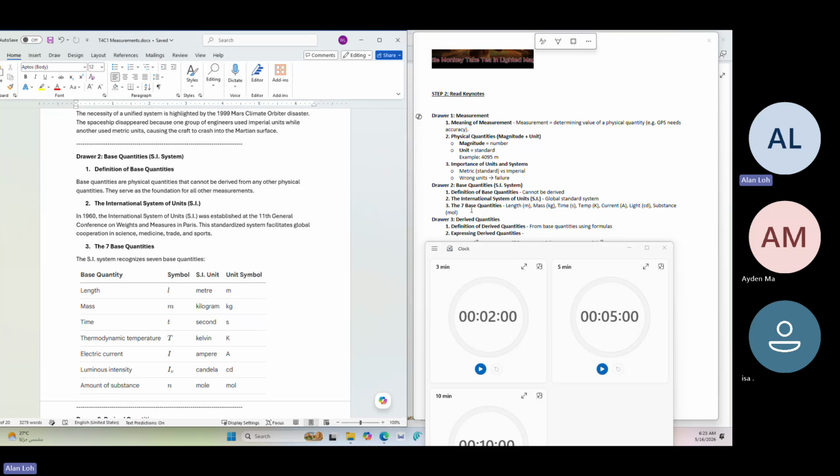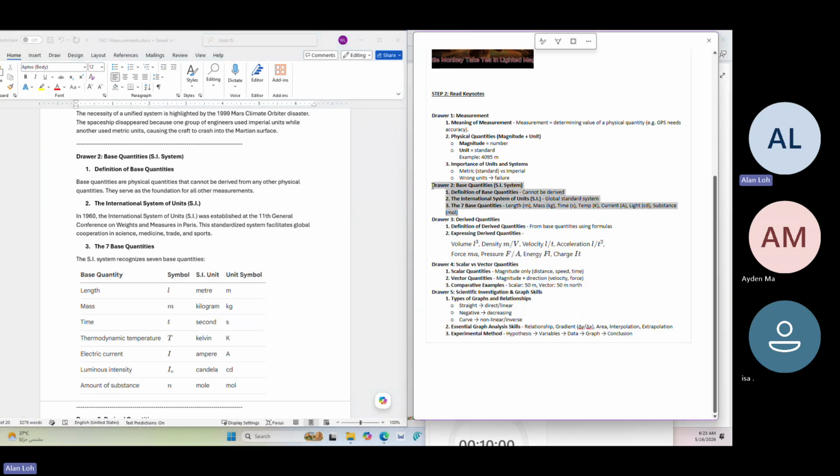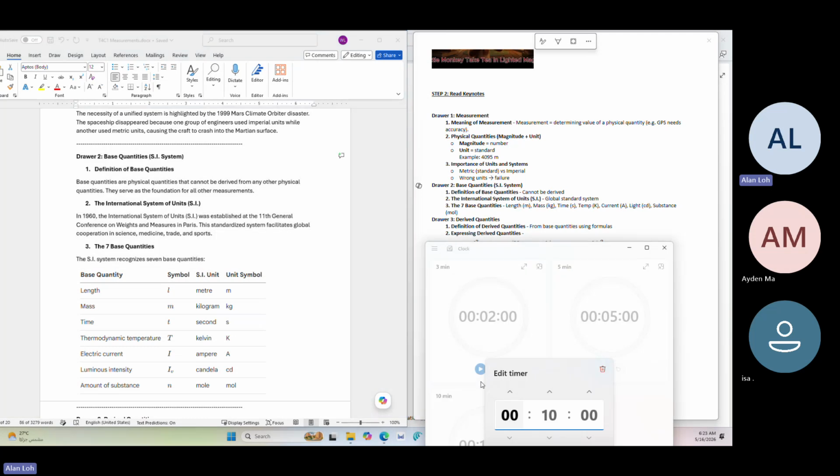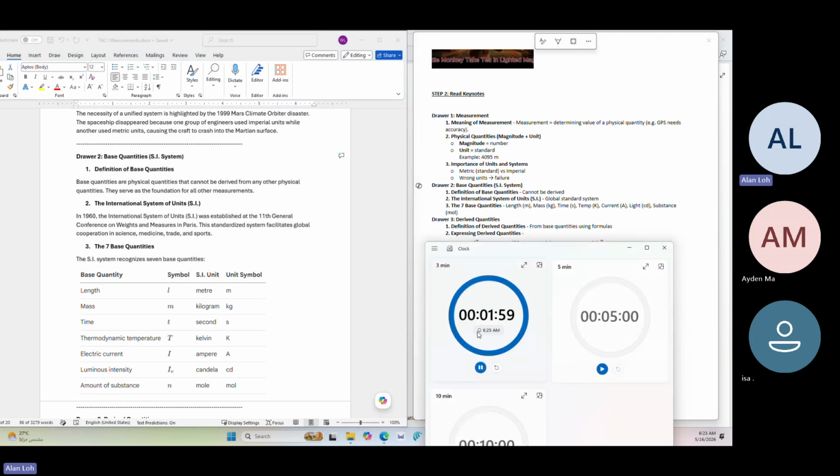On the right, you have step 2 for drawer 2. On the left, you have step 3 for drawer 2. It's the same 3 key concepts, but an extended version. So let's also do 2 minutes. I think 2 minutes is a bit long, but it's fine. We do it slowly, then we will go faster. Start now, 2 minutes.